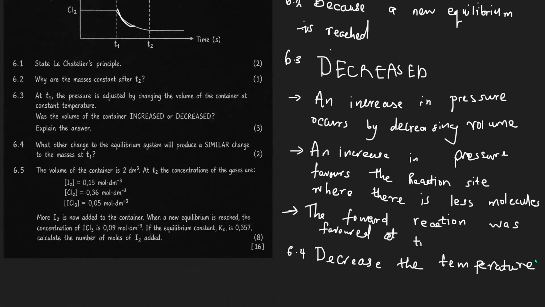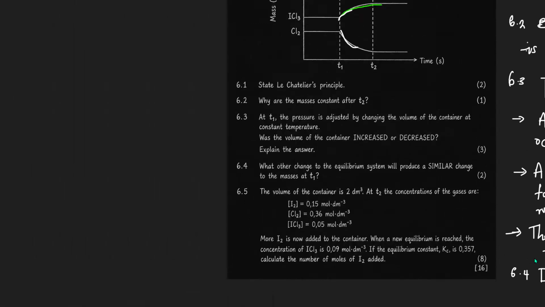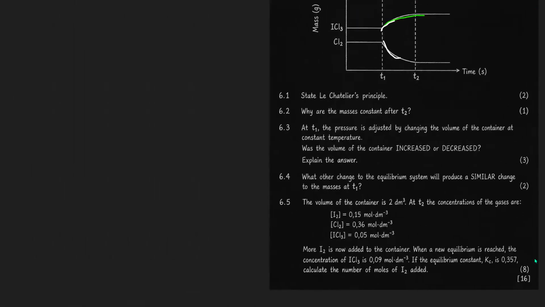And then now, without a waste of time, we're going to go to 6.5, the final blow of the session. The volume of the container is given at T2, time number 2. The concentrations of the gases are given. More I2 is now added, and when a new equilibrium is reached the concentrations are given. Kc remains the same.